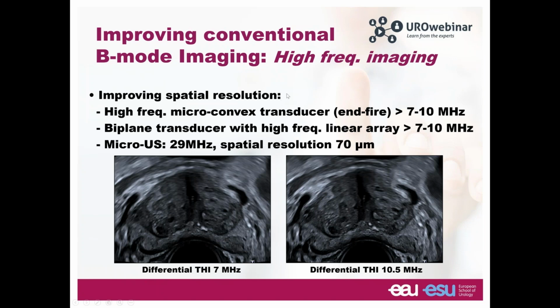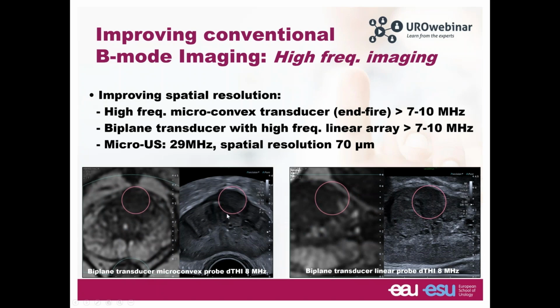Better spatial resolution can be achieved using a higher frequency, and this is done in microconvex transducers as well as in biplane transducers. And now with the micro-ultrasound that can go up to 29 megahertz, with the spatial resolution reduced to 70 micrometers. And this is the kind of very subtle, very tiny difference that we can see with the increase in resolution with this transducer.